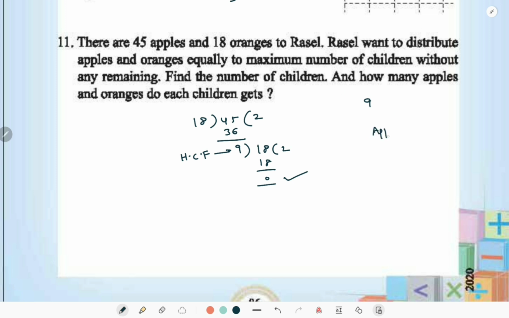Apples is 45 by 9. So 5 apples each one will get. And what about oranges? Oranges is 18 by 9, 2 oranges. 5 apples and 2 oranges. Okay, that's it.